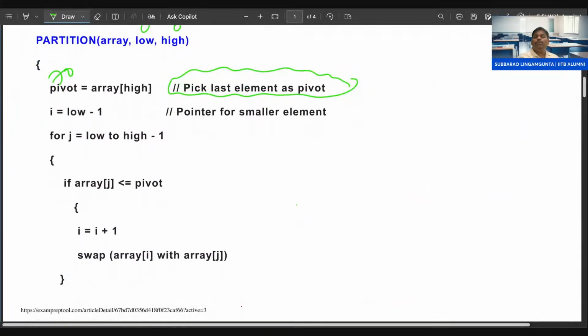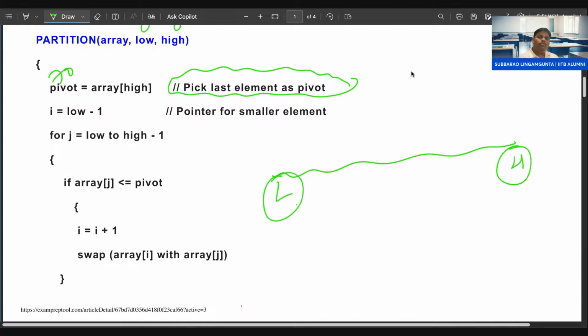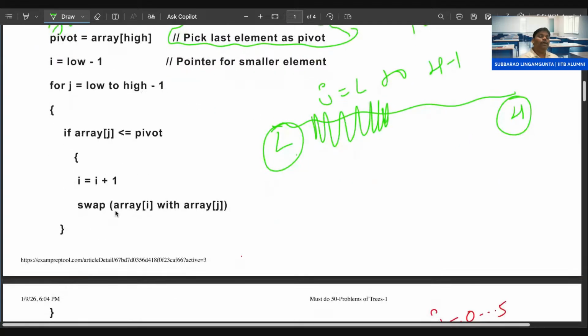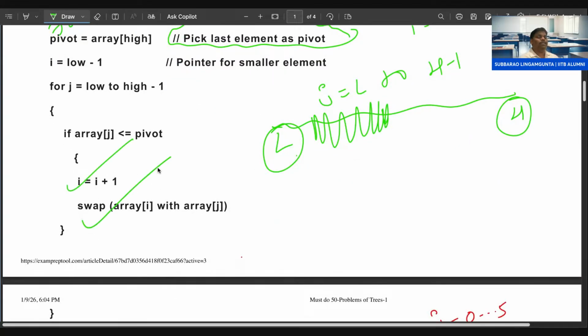I just explained how the partition algorithm works. Take one more example and check. Some people are asking about the partition algorithm. What is i and j? Assume this is low and this is high. Remember, i is equal to low minus 1. The j loop goes from low to high minus 1, so j is initially low, then low plus 1, low plus 2, low plus 3. Whenever you get a smaller or equal value, i will increment by 1 and swap with j.